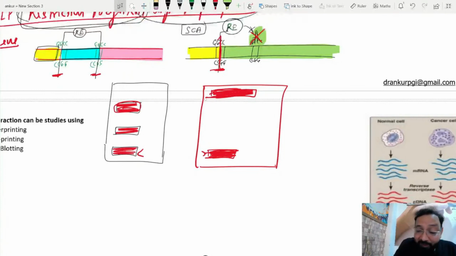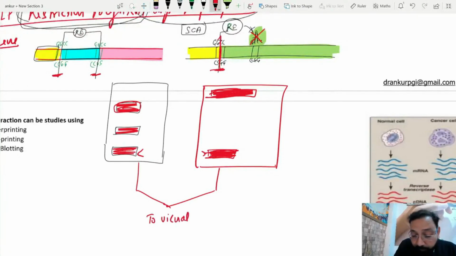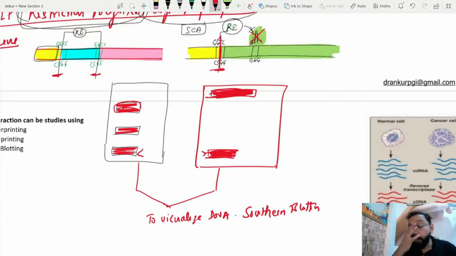What will you do to visualize DNA? I do southern blotting. It means after RFLP, I will do southern blotting. What is southern blotting? I will take this electrophotogram and a nitrocellulose paper, and keep these two side by side. The impression will come on the nitrocellulose paper.